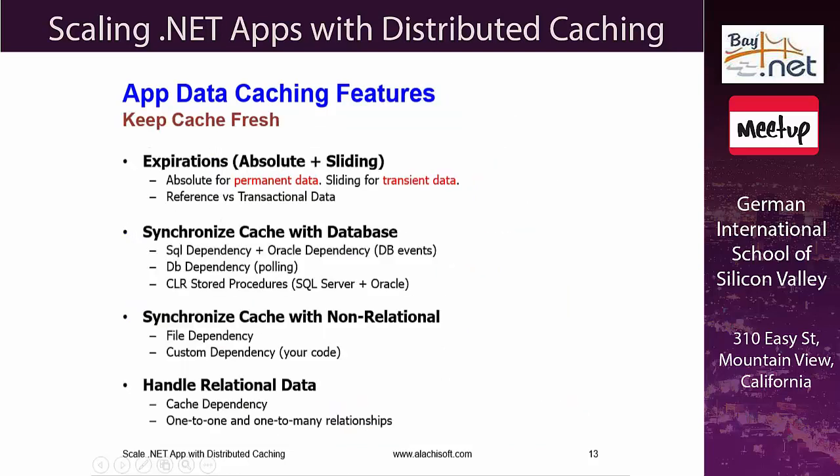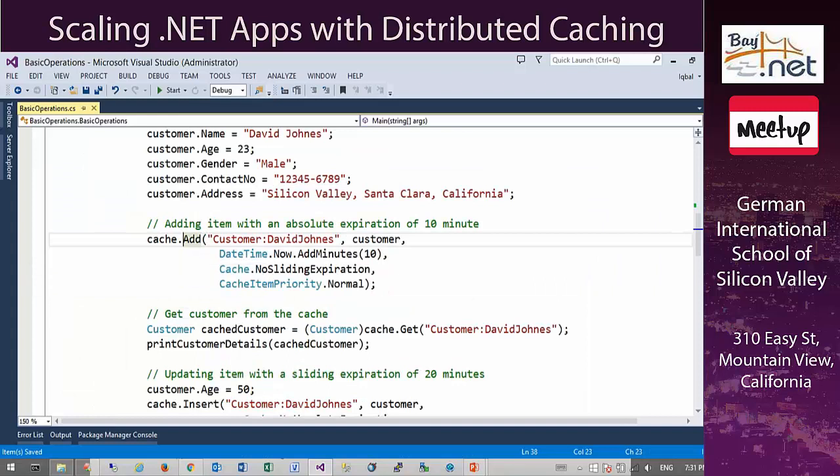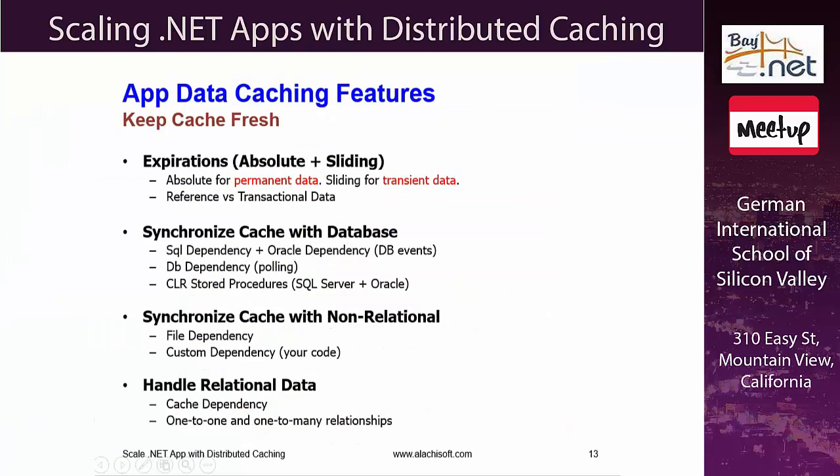Now let's go into some of the caching features that you need to know and use. If you're going to use the cache for application data caching, where the data exists in two places, keep that in mind. The most important thing is to keep the cache fresh. So how do you do that? Number one is expirations. For application data caching, you use what we call absolute expirations. This is what we just used right here. So that's an absolute expiration.